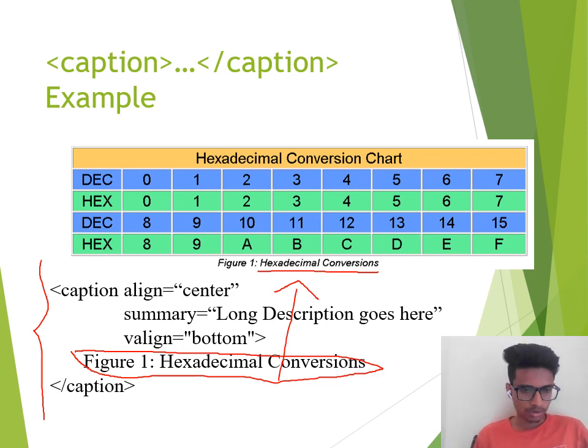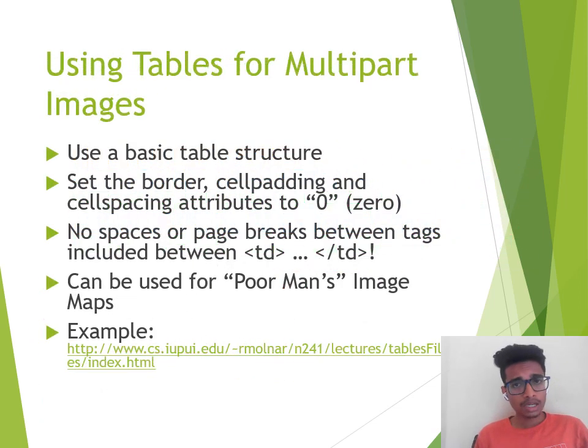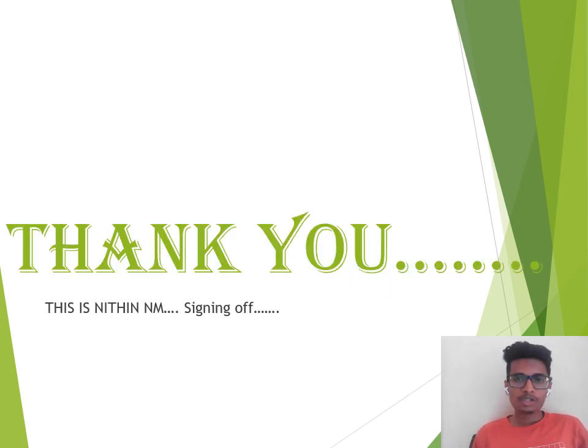So let's move to the next one. Using tables for multi-part images. Use a basic table structure, set the border, cell padding, and cell spacing attributes to 0, with no spaces or page breaks between tags included between table data. It can be used for formats and image maps, that is images, as given in the example. So you can use tables for multi-part images. This is all about implementing and using different tags and tables in HTML.